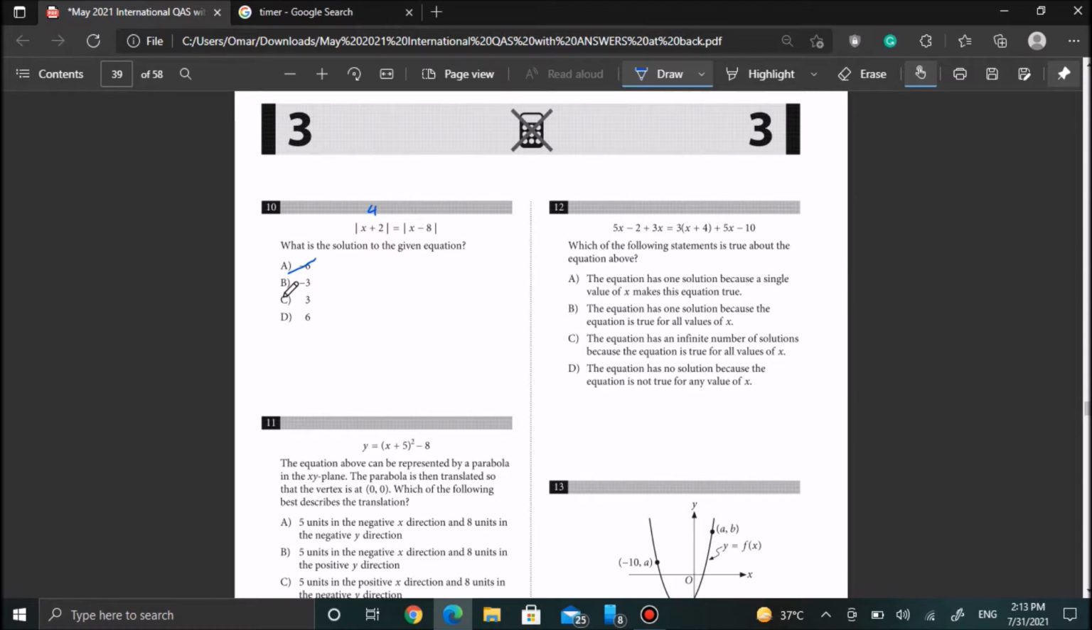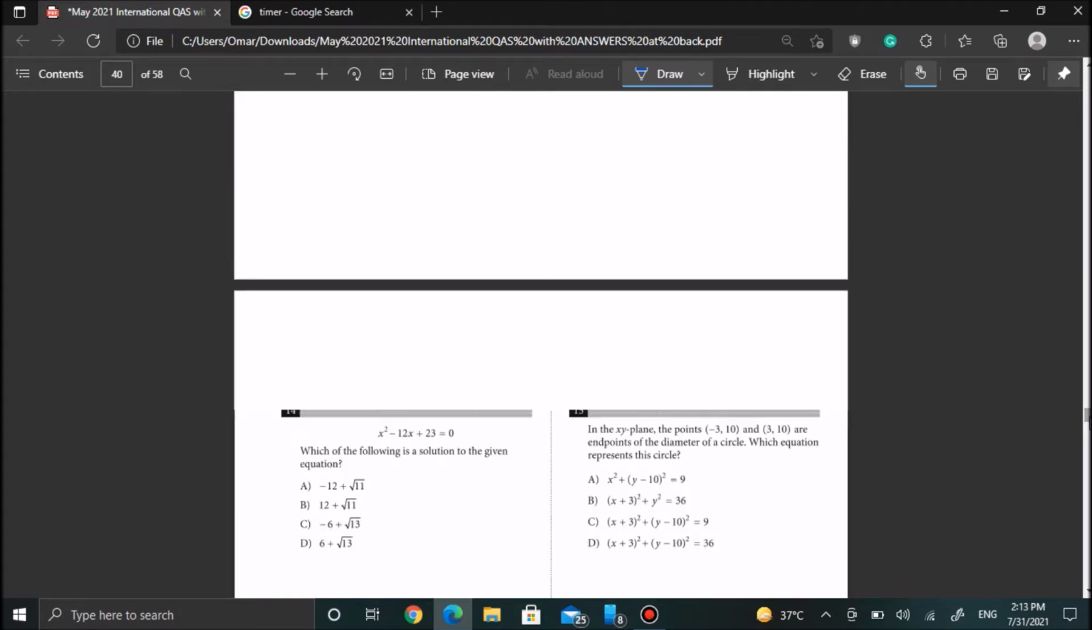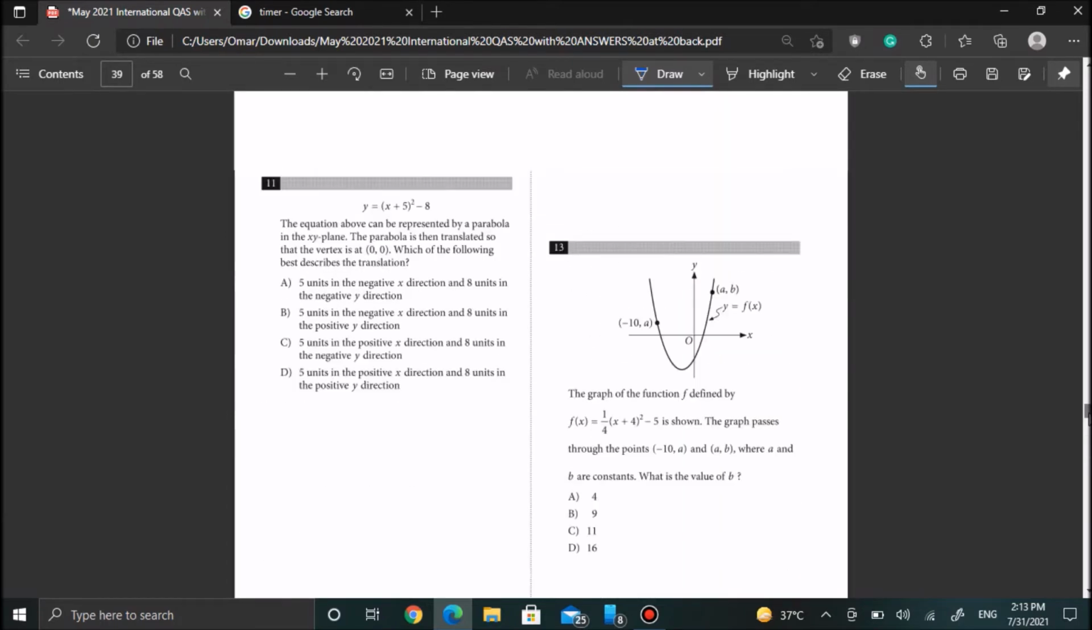Well, definitely not. Let's try 3. 3 plus 2 is 5. 3 minus 8 is negative 5. In both cases, the absolute value is going to make them 5, so 3 is correct. If you try 6, 6 plus 2 is 8, and 6 minus 8 is negative 2. Completely weird. Okay. Oh, man, I scrolled pretty fast. No, I don't want to waste time. Please get me back.